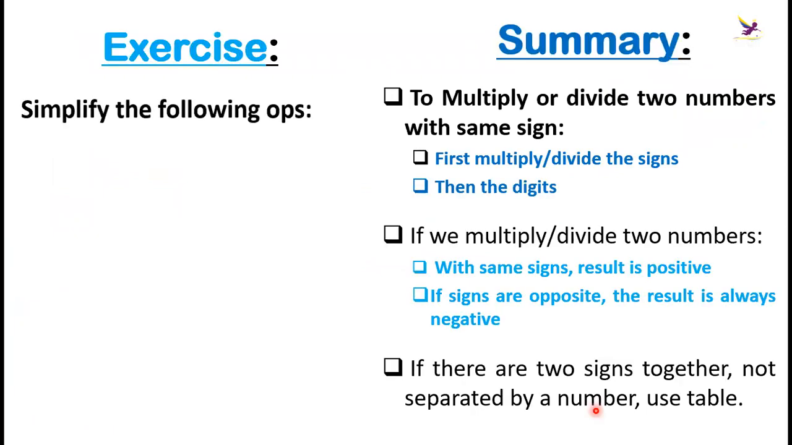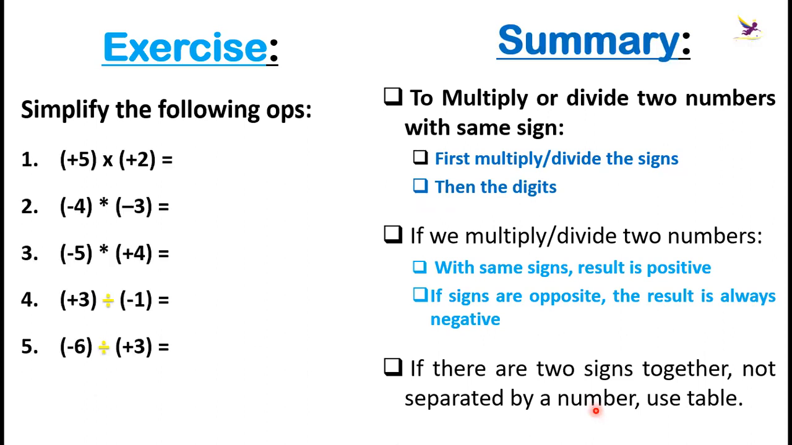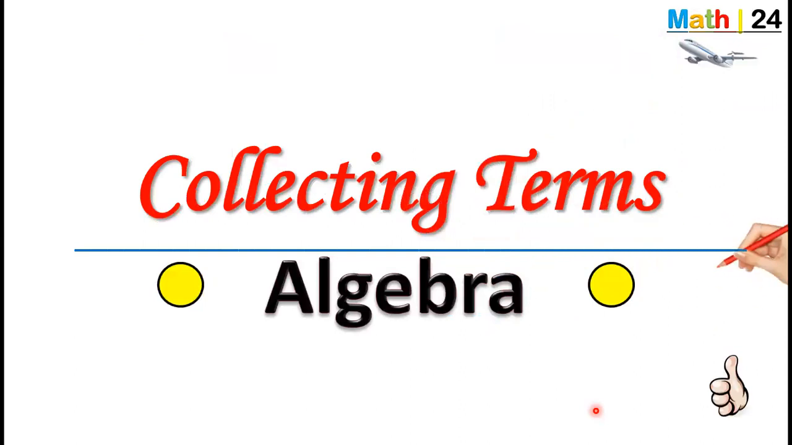So the summary of the lesson: to multiply two numbers with the same sign, you have already explained all of this, and here are some examples. We go back to our collecting terms.